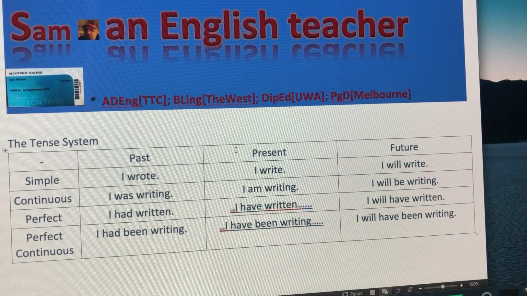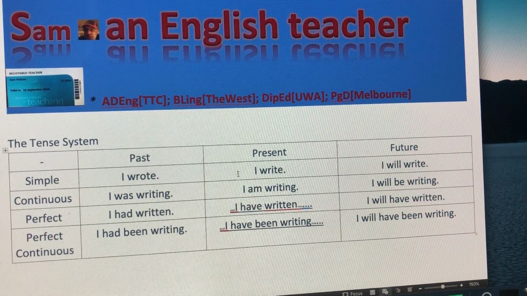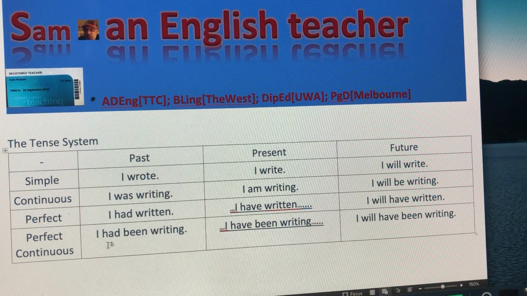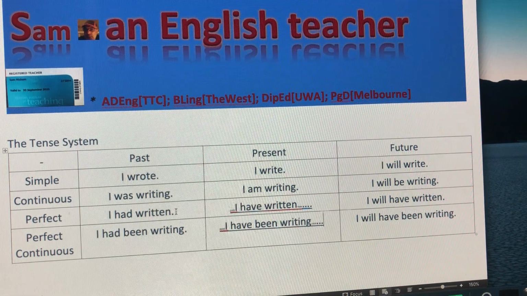Let's go back to present now. So we move this one step back. I write becomes I wrote. I'm writing becomes I was writing. Two points of time here. A period of time: I had written instead of I have written. And I have been writing. This is over a period of time.